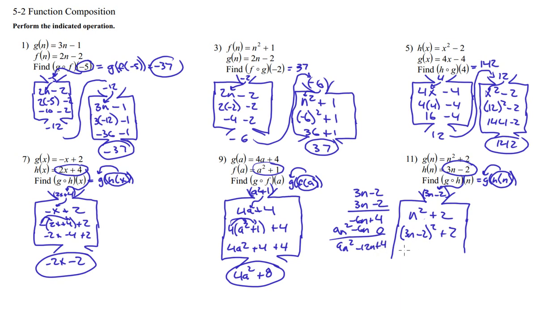That's what this equals. So we got 9n squared minus 12n plus 4. And then got to bring this plus 2 down. And now we're ready for our final answer. And that is 9n squared minus 12n. And 4 plus 2 gives us 6. And that is our final answer there.